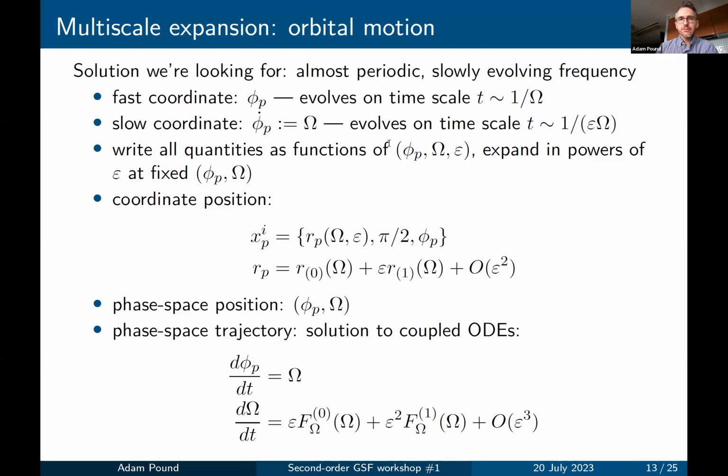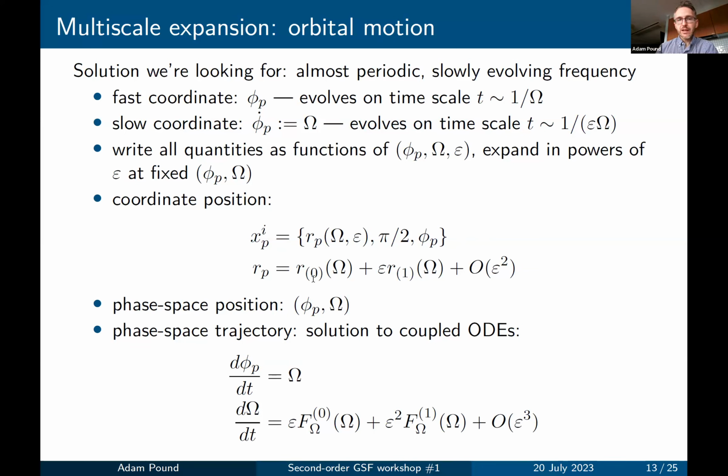Now we're going to write everything as functions of these two phase space coordinates and epsilon. And then we're going to expand all our functions in powers of epsilon at fixed phase space coordinates. So we're going to do that for the metric, but also for the trajectory. For the trajectory, it's very simple. We've got our spatial coordinates. We treat Rp, the orbital radius, as a function of orbital frequency and epsilon. It's always going to be on the equator. And this phase phi p is still just phi p, unchanged. We're not expanding this or anything.